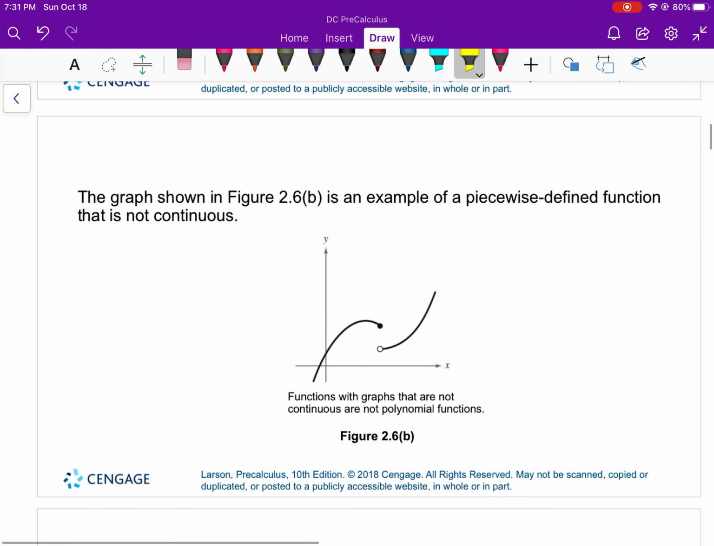Okay, so we had some examples of piecewise functions on that worksheet over 2.5 that showed that a lot of those graphs were not continuous. So this is an example of a graph that is not continuous, and it says functions with graphs that are not continuous are not polynomials.